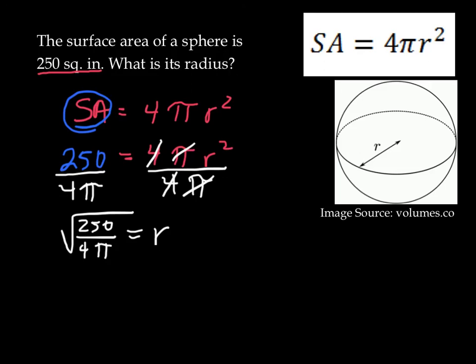It's now just a matter of doing some typing. Okay, just doing the number inside the radical, I get 250 divided by 4 pi is 19.8. And I take the square root of that answer, and I find that the radius is therefore 4.46 inches.